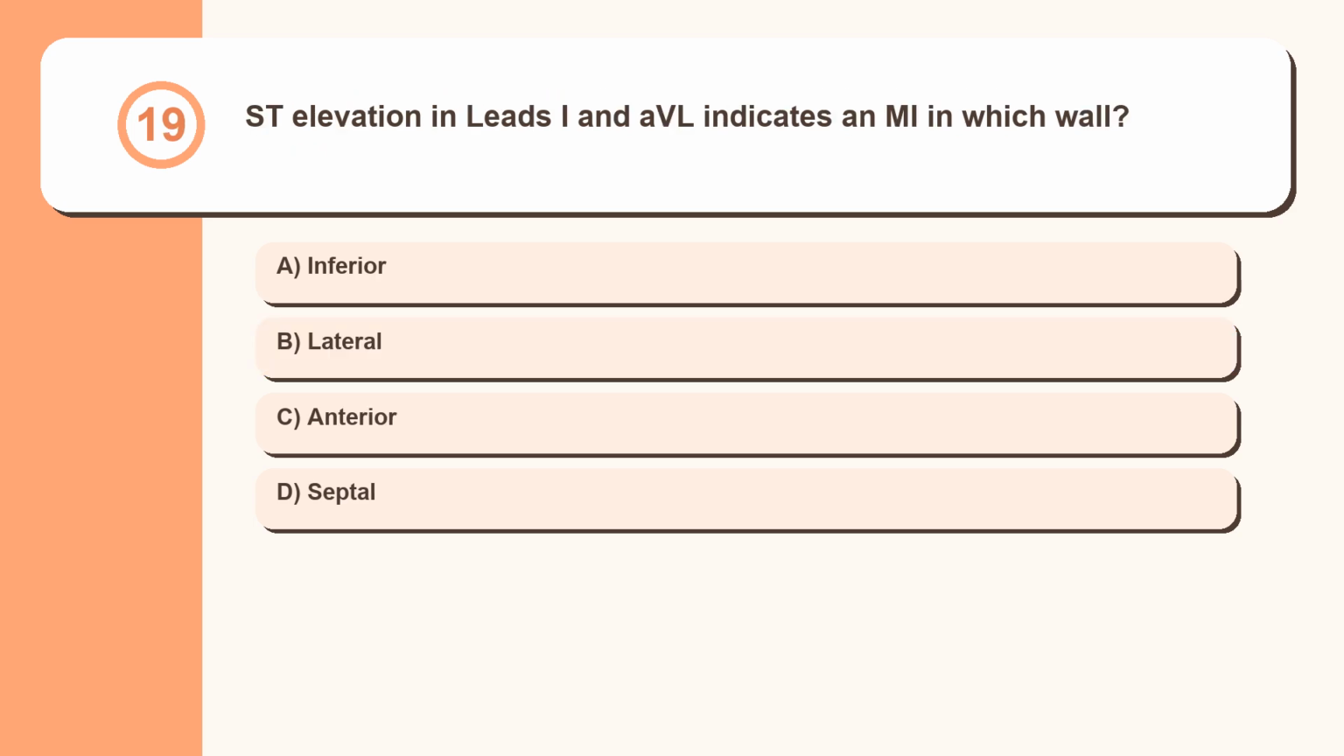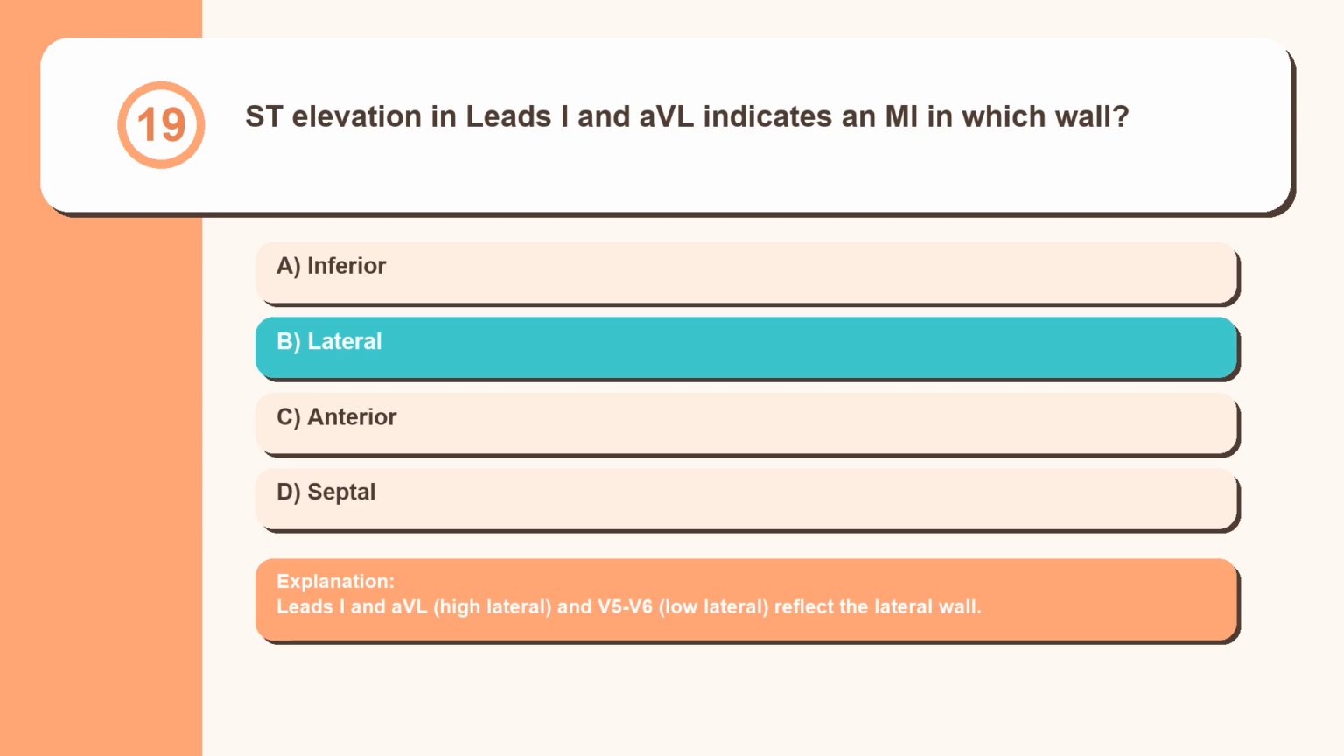Question 19. ST elevation in leads I and AVL indicates an MI in which wall? Inferior, lateral, anterior, septal. Leads I and AVL, high lateral, and V5 and V6, low lateral, reflect the lateral wall.